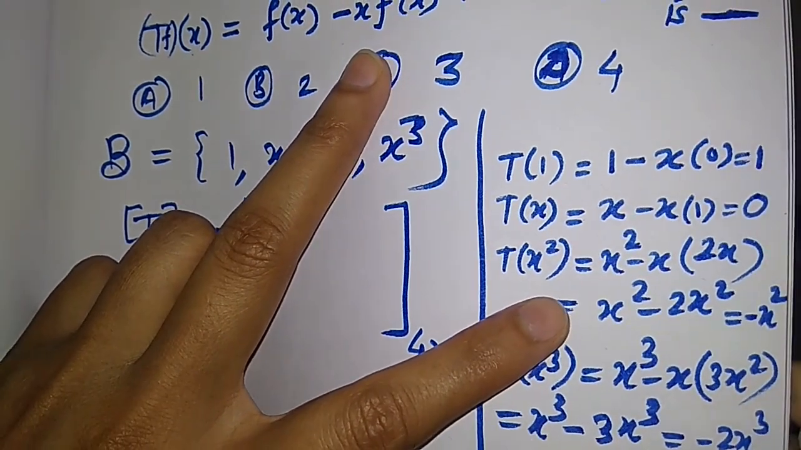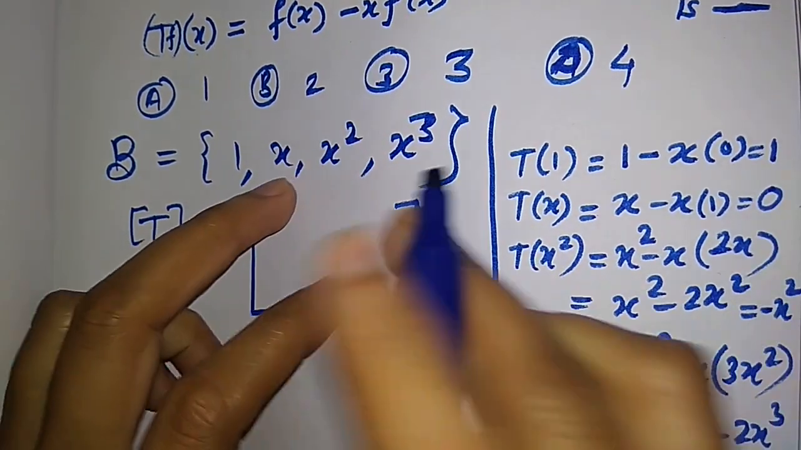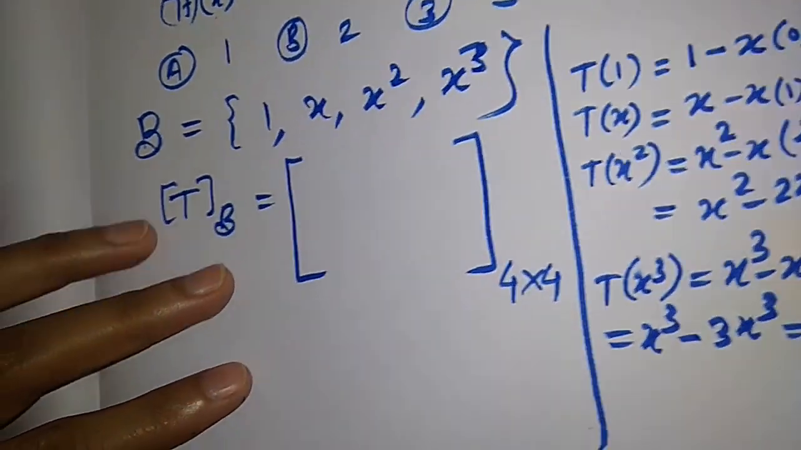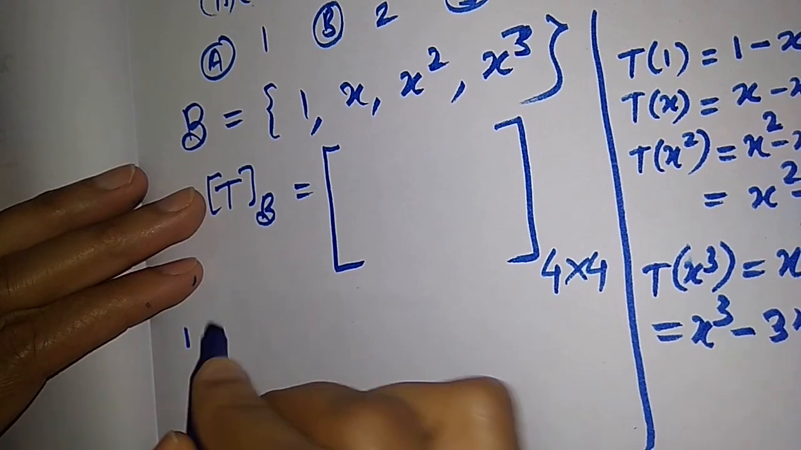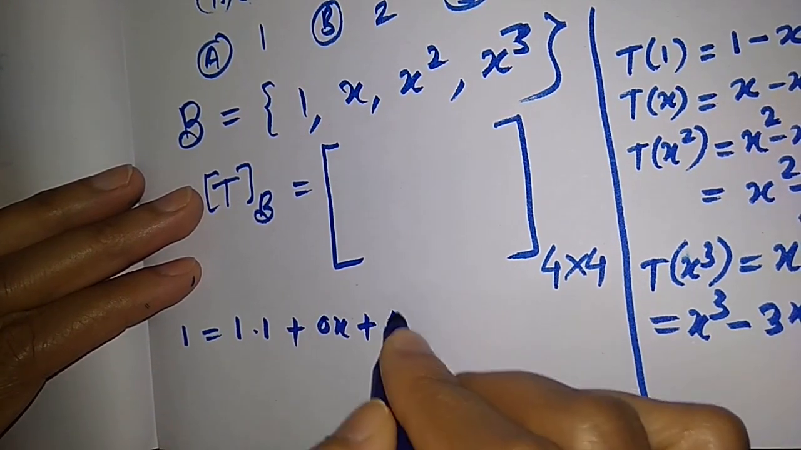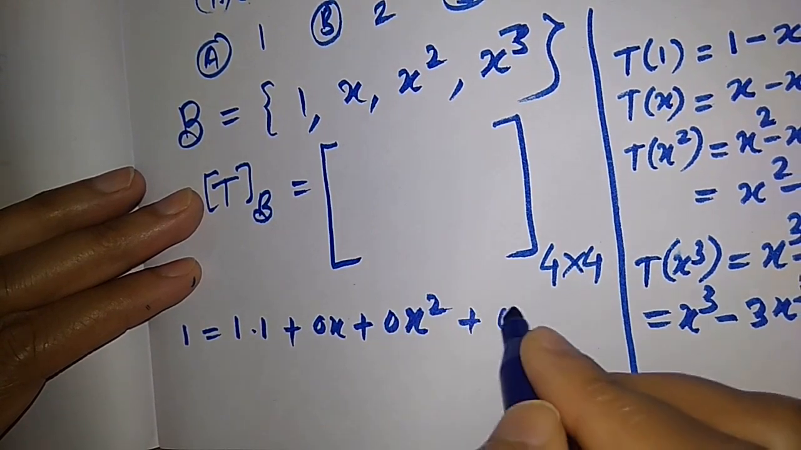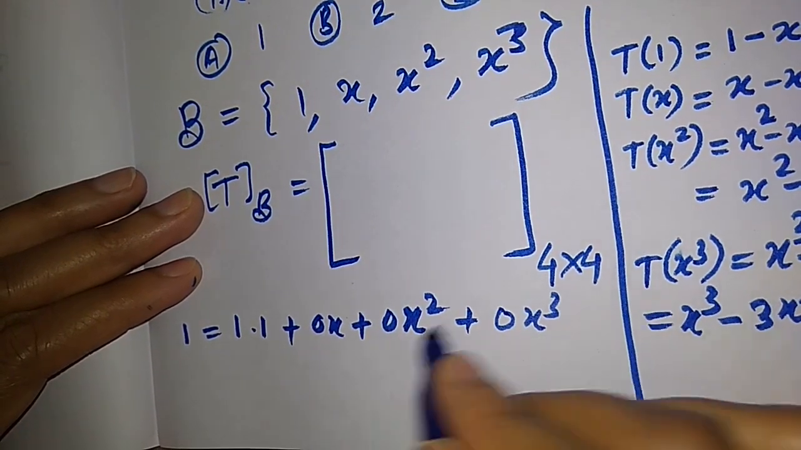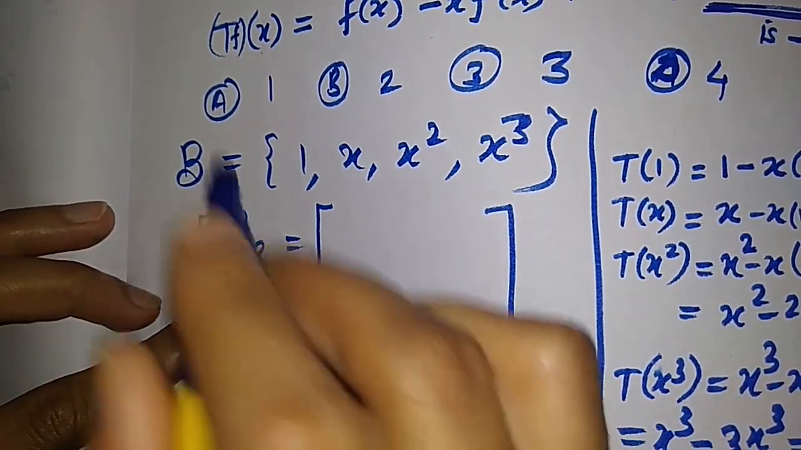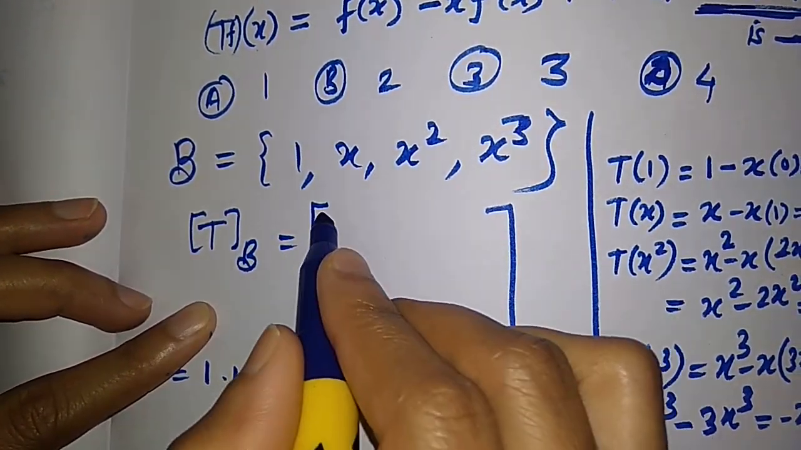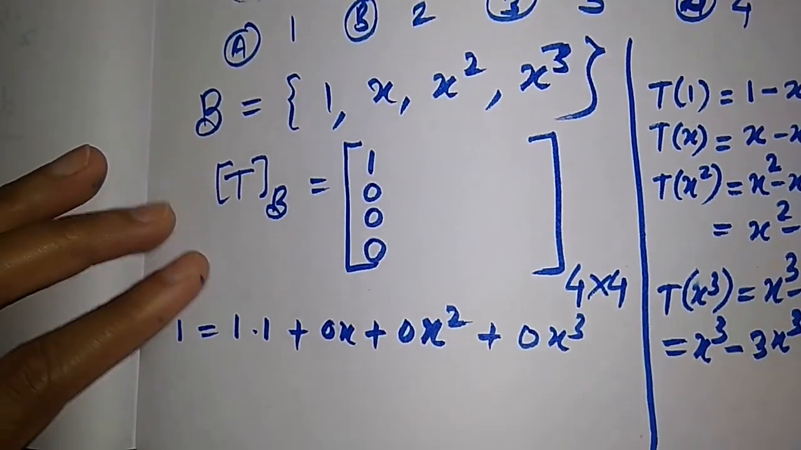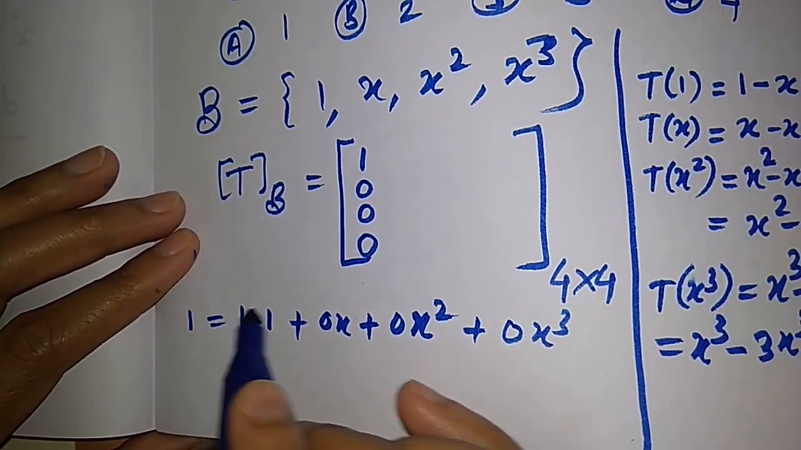Now you write this one in the linear combination of these basis elements. So 1 is equal to 1 into 1 plus 0 into x plus 0 into x square plus 0 into x cube. Now these coefficients, while writing this matrix of T, you put in the vertical manner. So it is 1, 0, 0, 0. Correct.